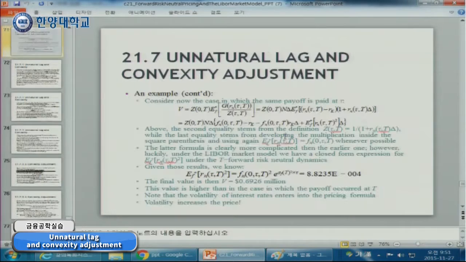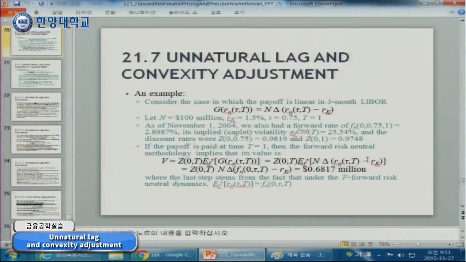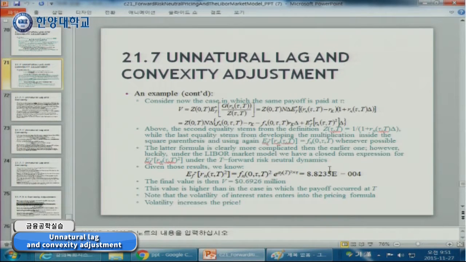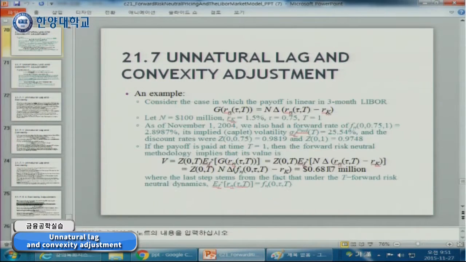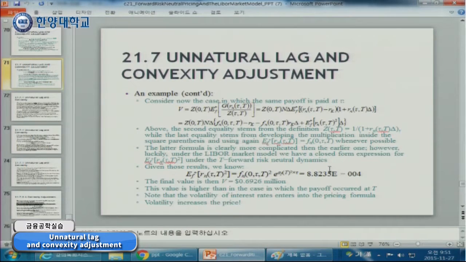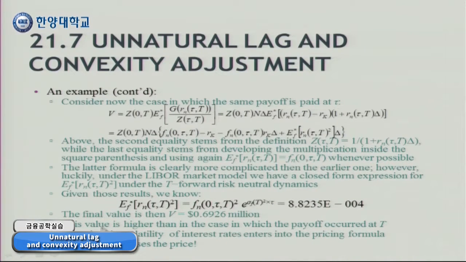Where is it? Yeah, got it. We know this value using the previous formula. The final value is 0.69626. It is greater than this one, 0.6869, okay? So it is exactly in line with our conjecture. This value is higher than in the case in which the payoff is received at time t. Natural, because we receive money earlier.